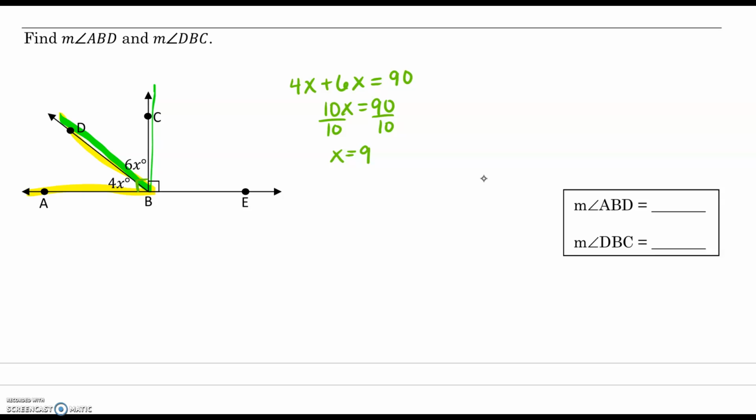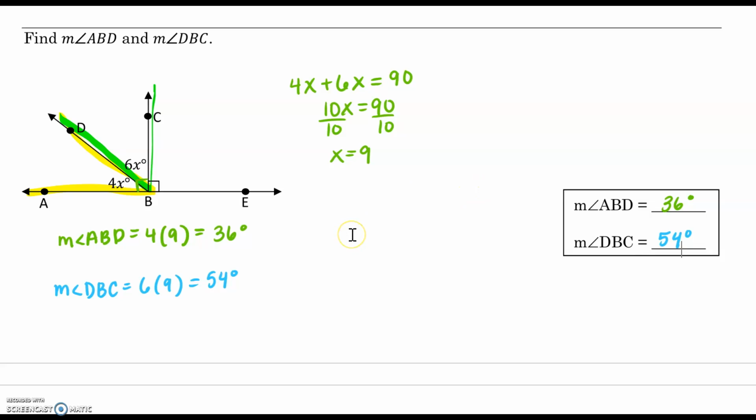After we solve for x, we can plug that in to solve for the angle measures. So the measure of angle ABD is equal to 4 times x, so 4 times 9, which is 36 degrees. And the measure of angle DBC is equal to 6 times x, so 6 times 9, which is 54 degrees. And 36 plus 54 is 90 degrees, so we can check our work that way, because we knew these angles had to add up to 90 degrees.